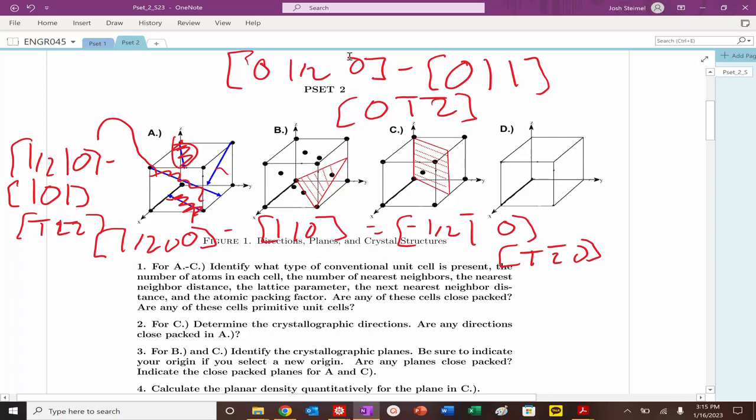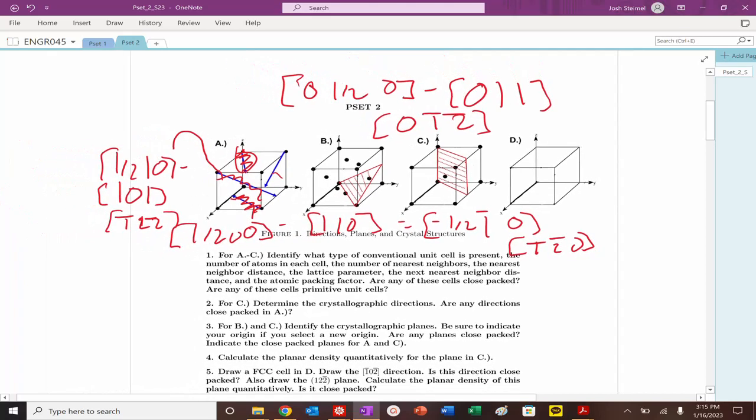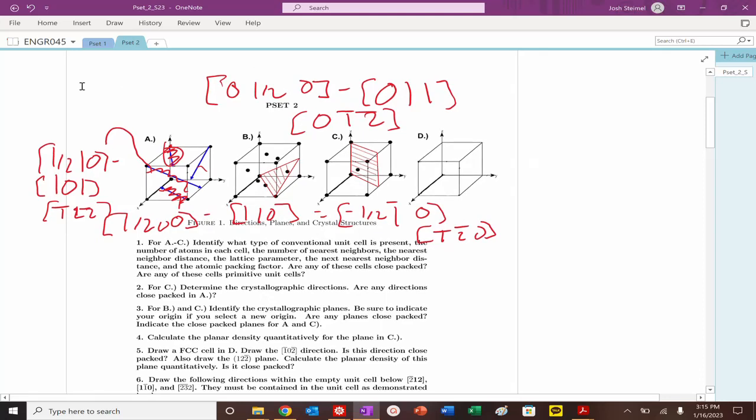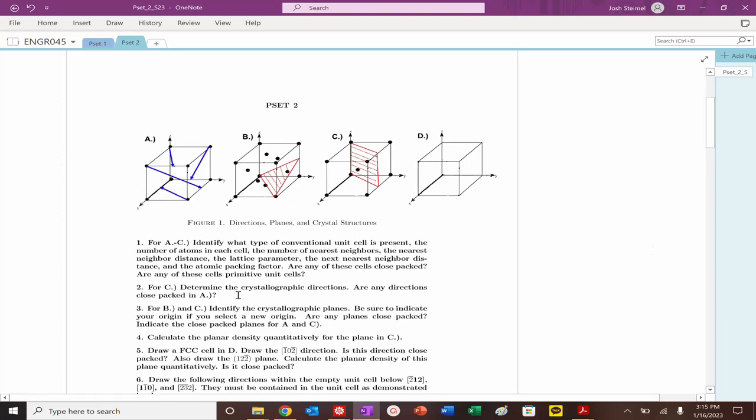So those are all my directions. Are any of these close packed? No, because we know that our close packed directions are of the 1, 0, 0 family. So for A, our close packed directions are of this variety, and we didn't have any of those. Excellent.